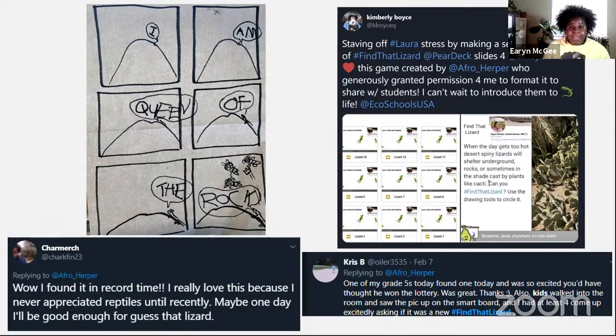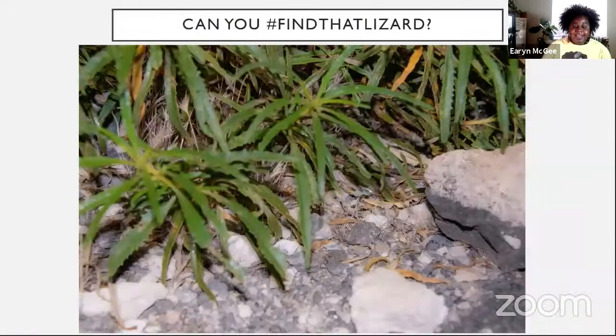On the top right, Kimberly made Find That Lizard into part of her curriculum. In the bottom right, Chris B opens up her class with #FindThatLizard. So we're gonna get started here today with some Find That Lizard.